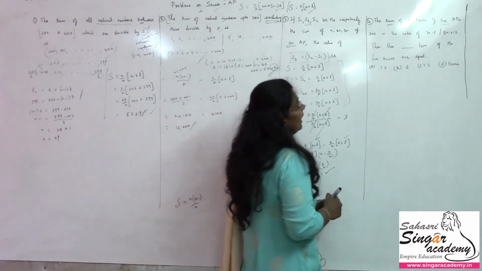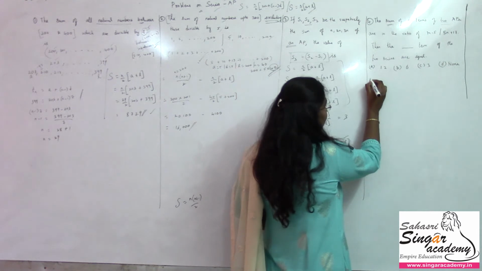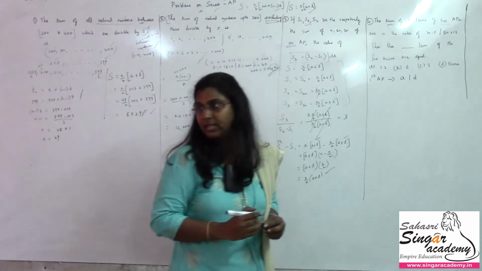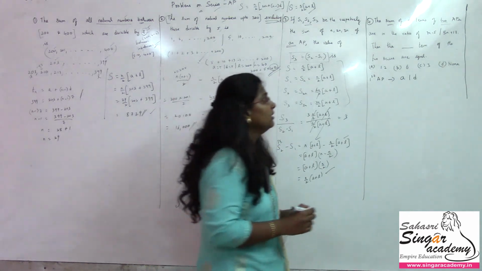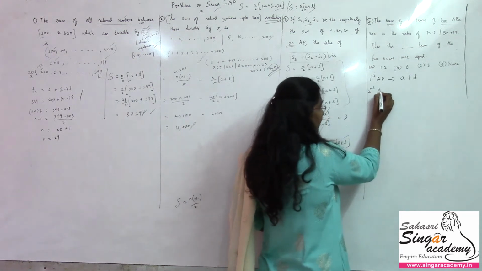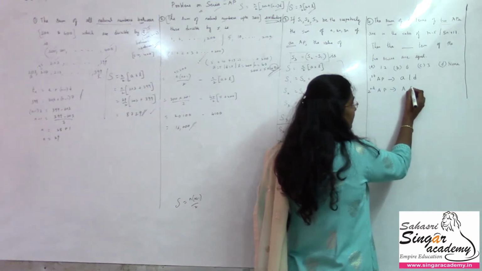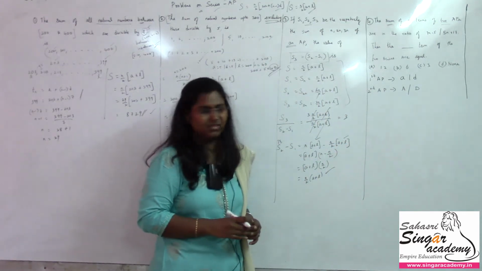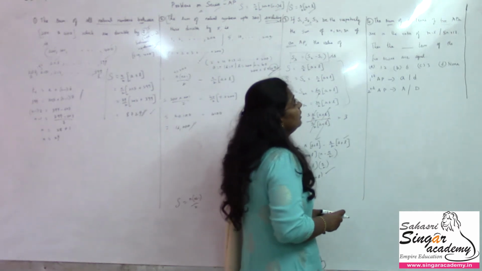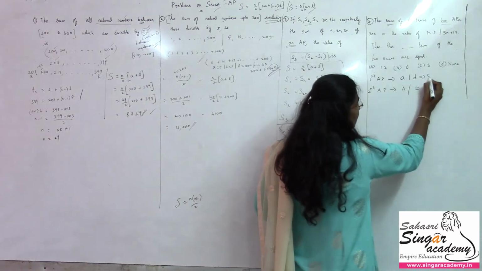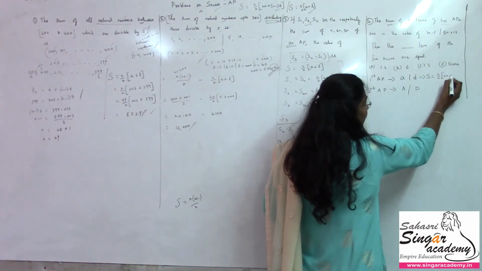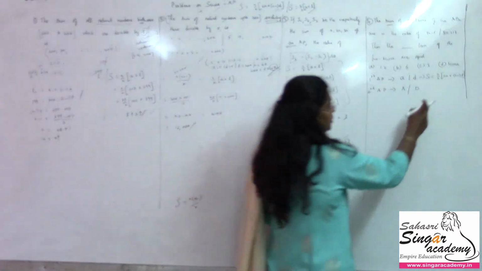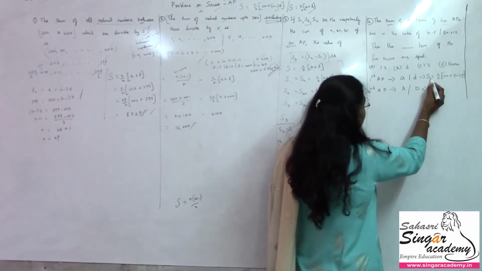So I have 2 APs. Let me go for the first AP, naming the terms as A and D: first term A and common difference D. Another AP, the second AP, will have the terms capital A and capital D, or A1 and D1, whatever it is. This is about the sum. The sum here will be n by 2 into 2A plus n minus 1 into D. If I name this as S1 and this as S2.